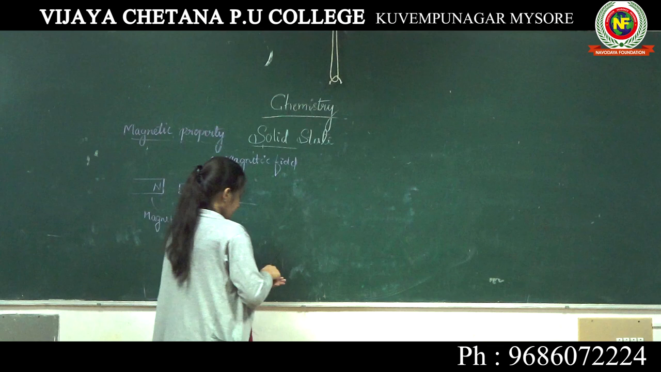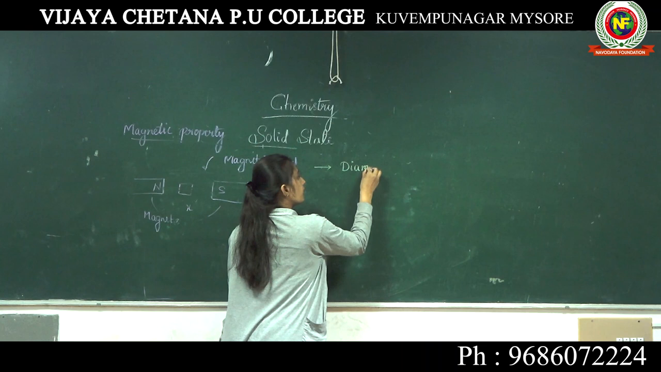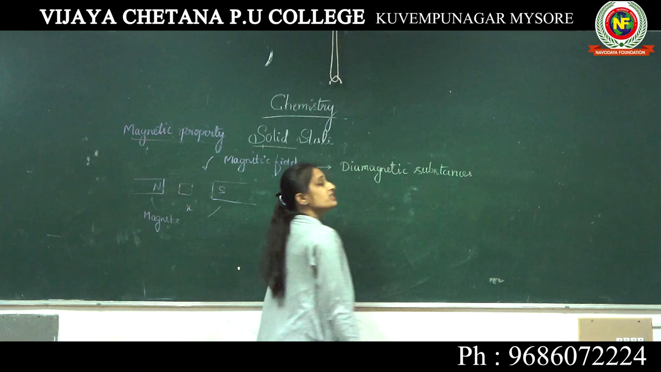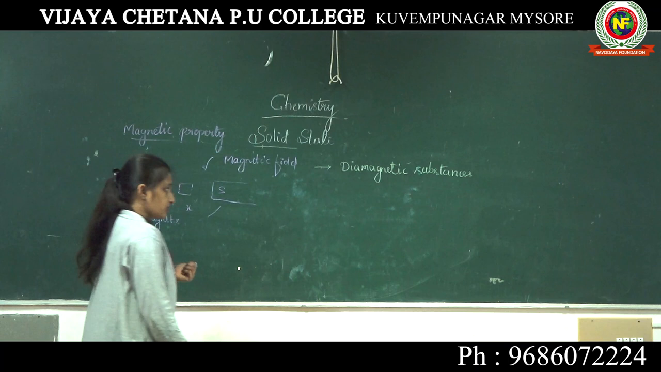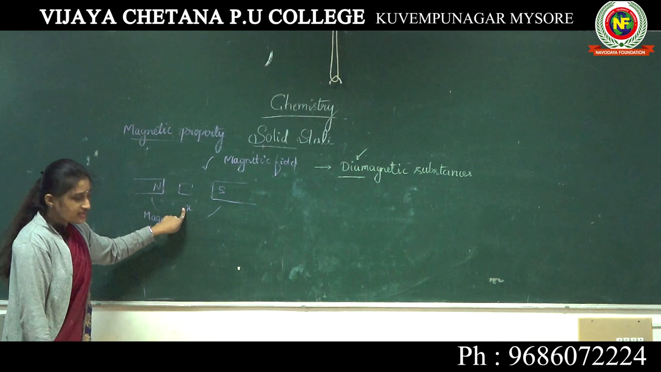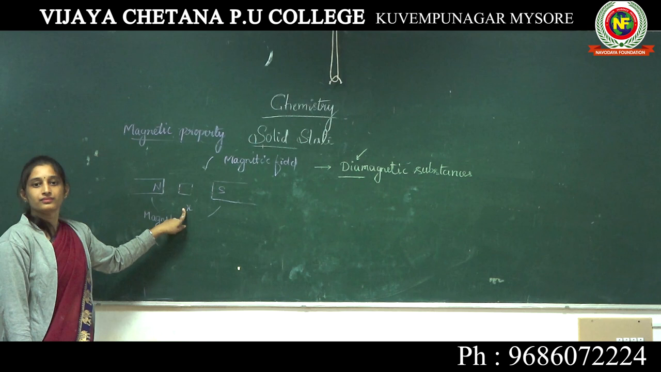First one, diamagnetic substances. What is this? Diamagnetic substances means what? Dia plus magnetic, diamagnetic. For these substances there is no attraction at all.